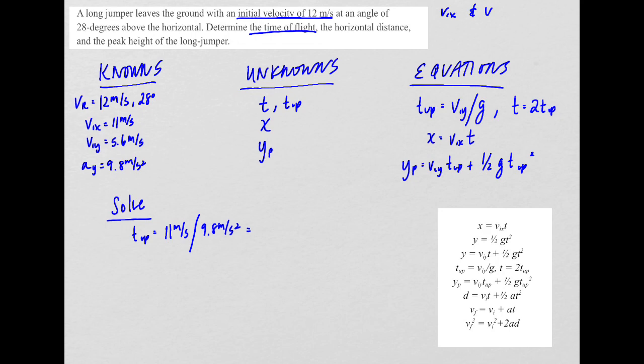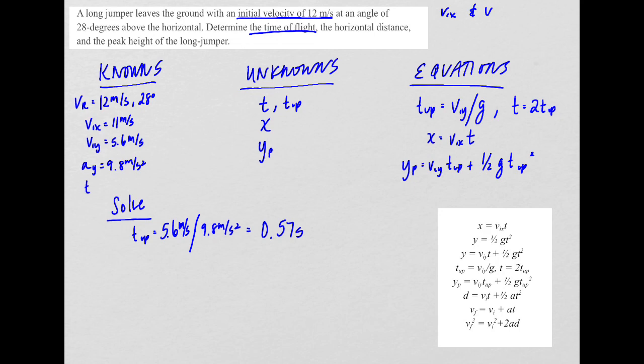So this makes a little more sense. 11, and did I write the wrong? Jeez, I'm on a roll. That's third mistake ever in my life. Oh my gosh. 5.6 meters per second. Sorry about that. Okay. 5.6 meters per second divided by 9.8 meters per second squared gives us 0.57 seconds. That is T up.